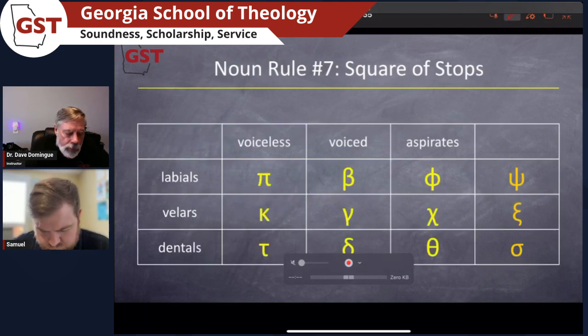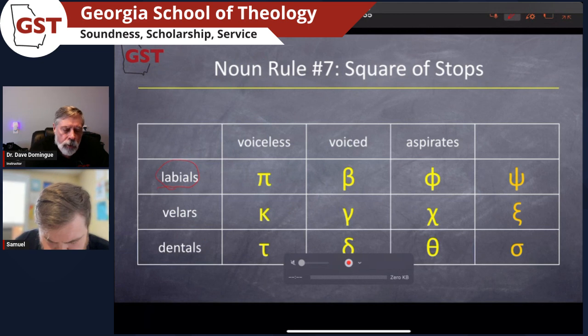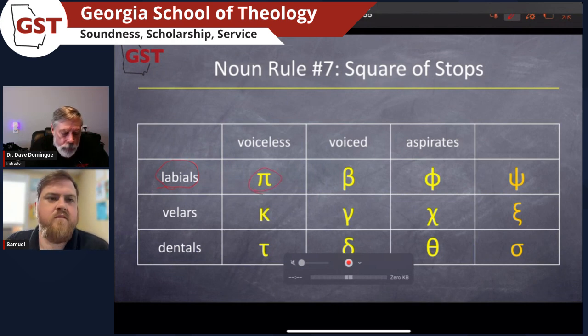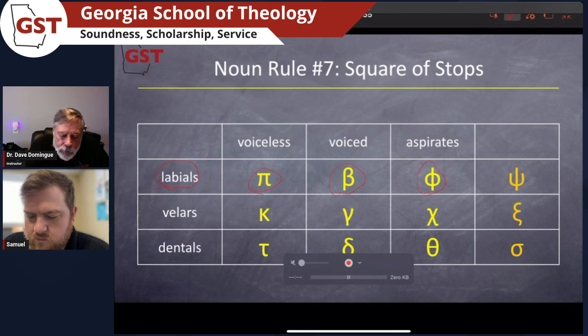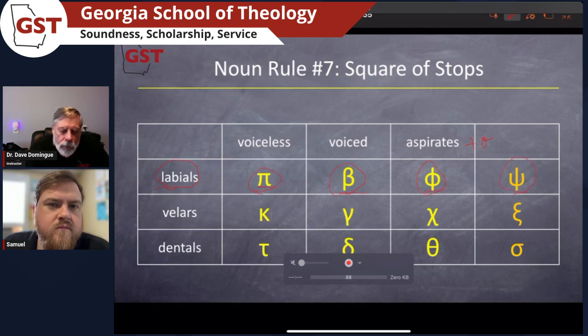When you look at labials, those made by stopping the airflow with your lips and then pushing the air out, they are the pi, the beta, and the phi. When you add the sigma to any of those consonants, the labials will change to a psi.